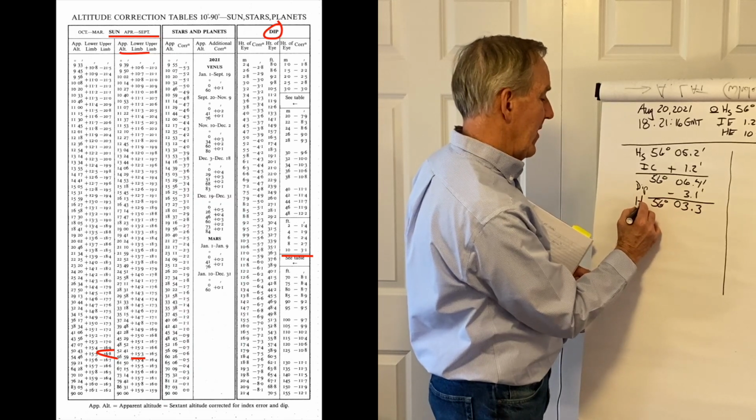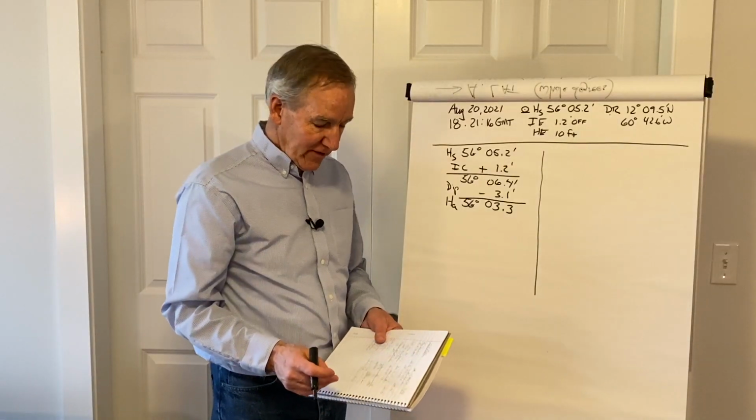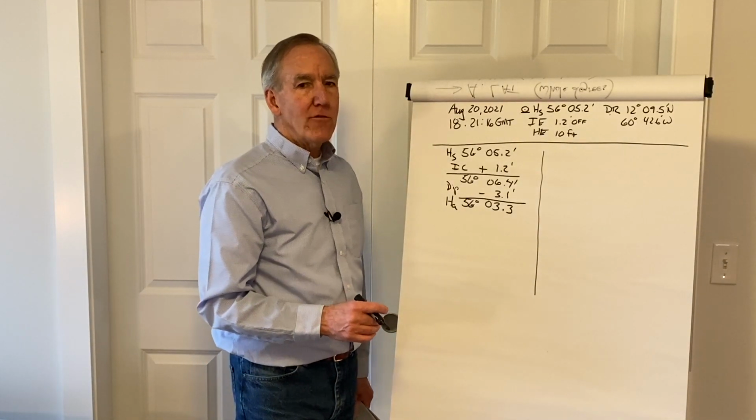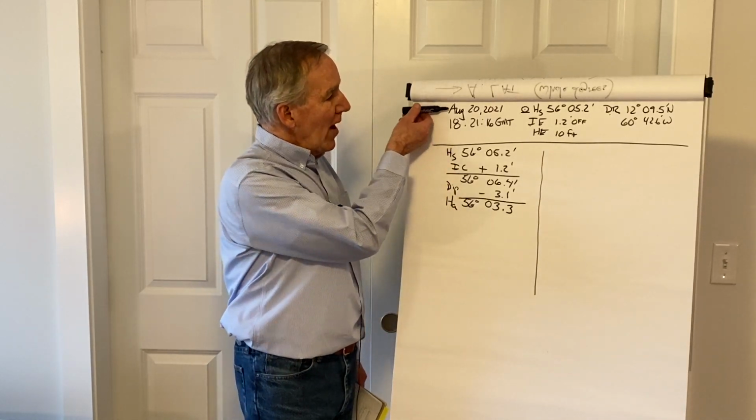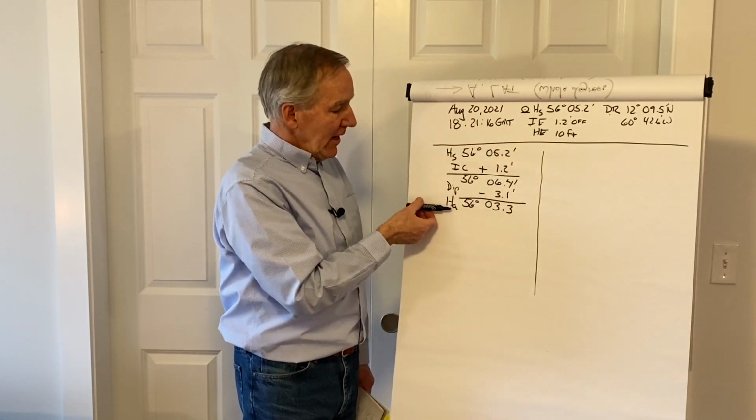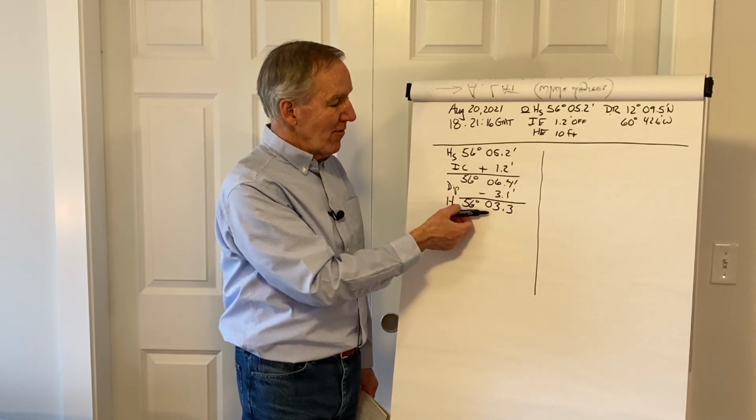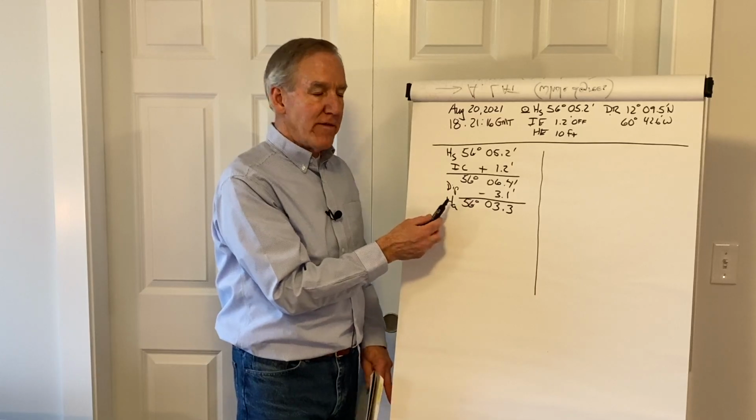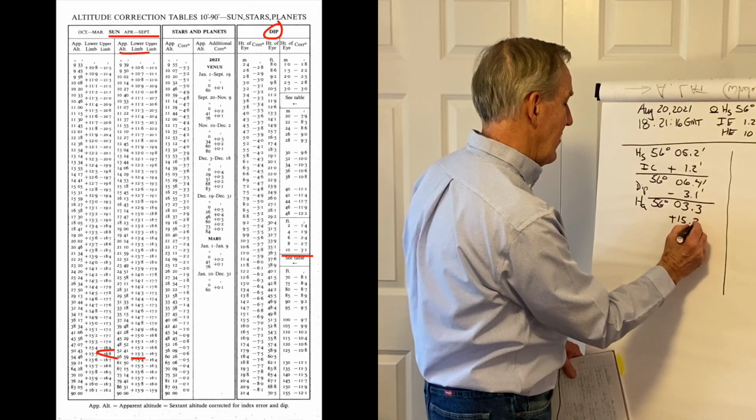Which leaves us with our apparent altitude, our HA, of 56 degrees 03.3 minutes. Next, we go into the altitude correction tables for the proper month, August. And again, look under lower limb and find two values under apparent altitude that bracket our value here. And we pull out a correction to the right, and we see the correction is plus 15.3.